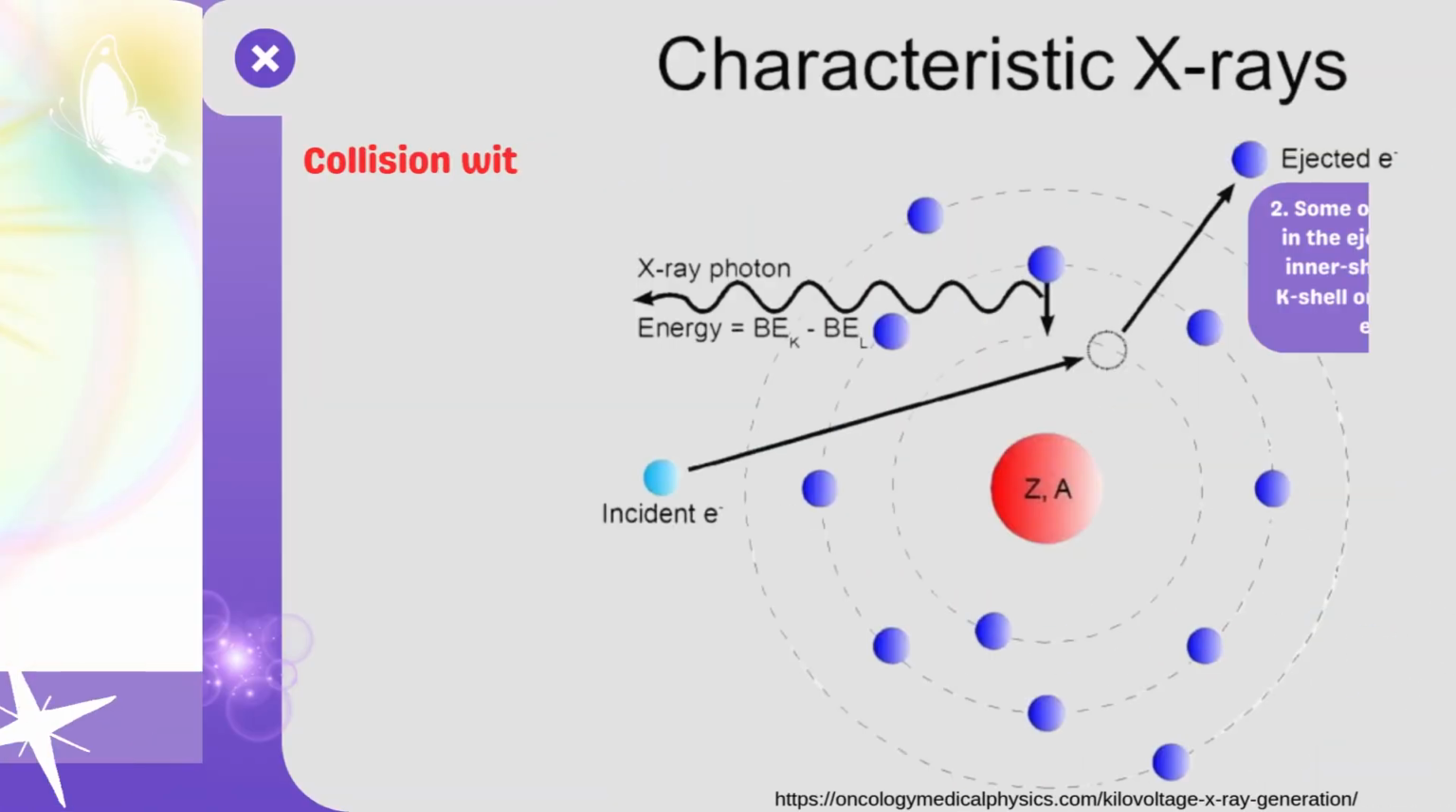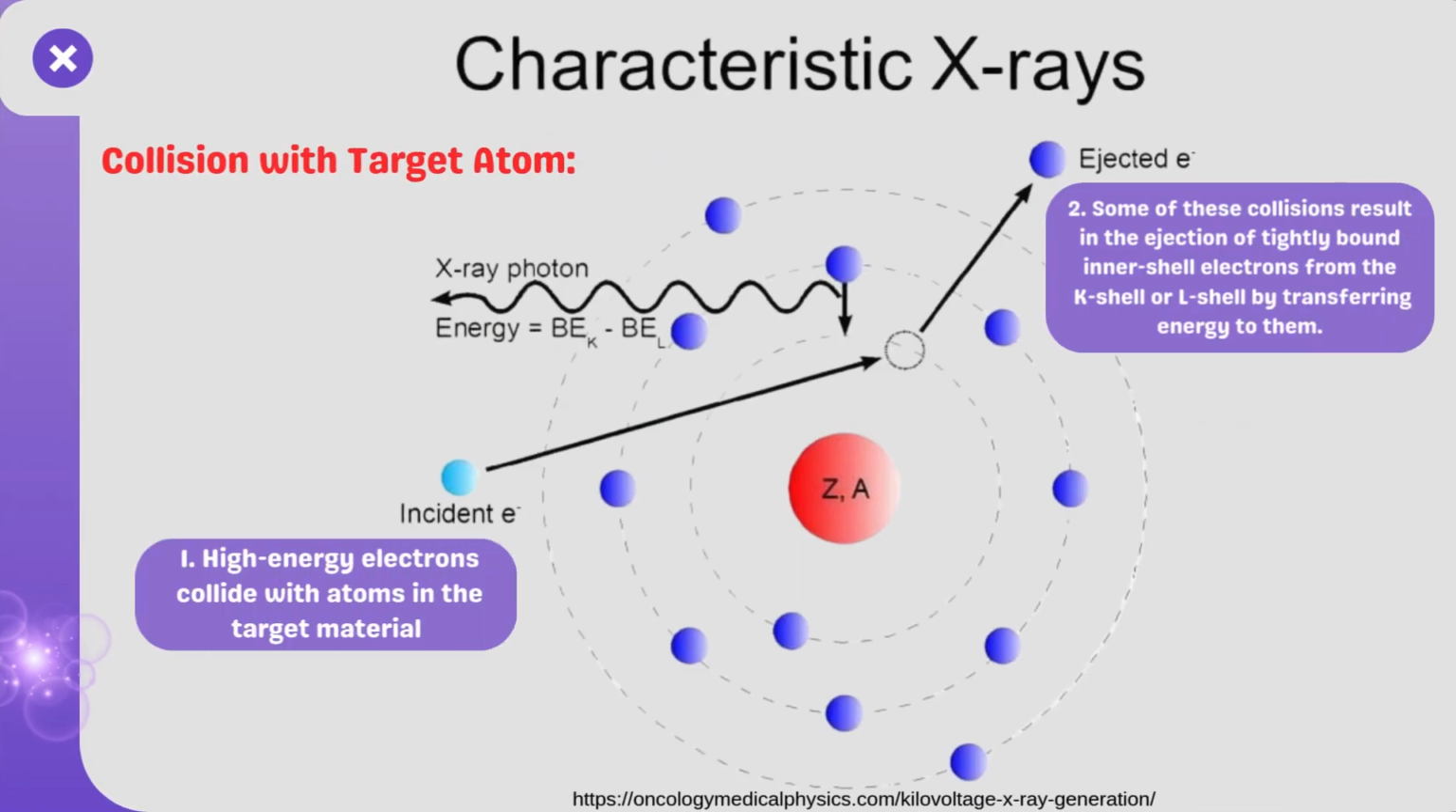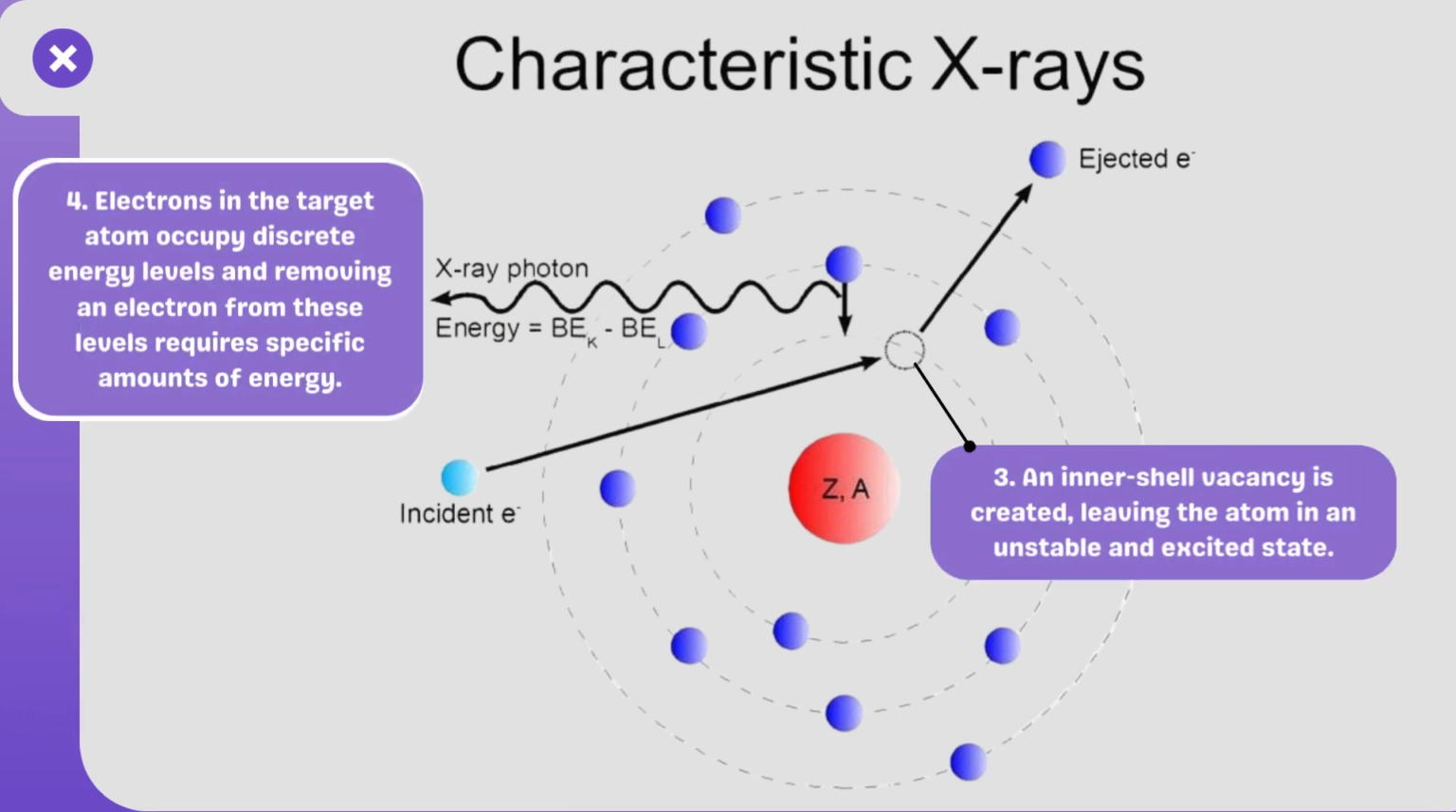Characteristic spectrum. When high-energy electrons collide with atoms in the target material, they can eject tightly bound inner shell electrons, especially from the K or L shells. This creates a vacancy in the inner shell, leaving the atom in an unstable and excited state. To stabilize the atom, electrons from higher energy levels drop into the vacant lower levels, releasing energy specific to the element. This process leads to the production of X-rays with specific wavelengths, forming the characteristic spectrum.